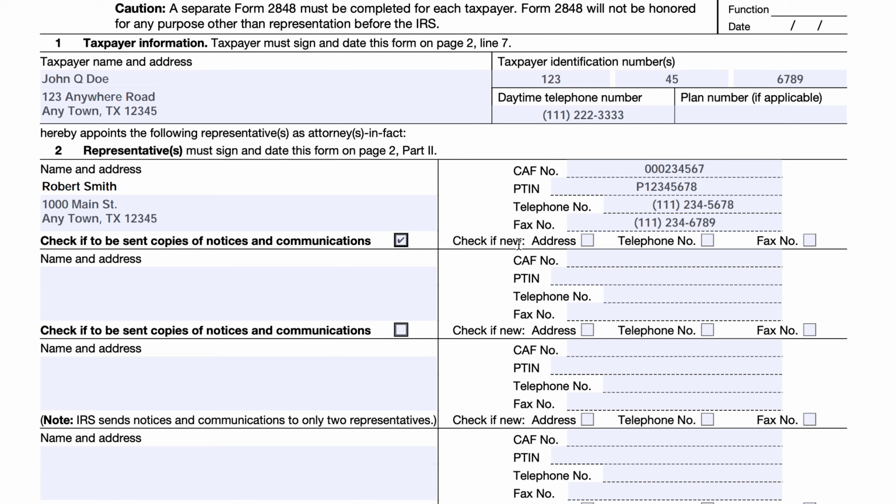That's the way the IRS has set this up: it is specifically for representatives, people that are authorized to either speak to the IRS or receive information.